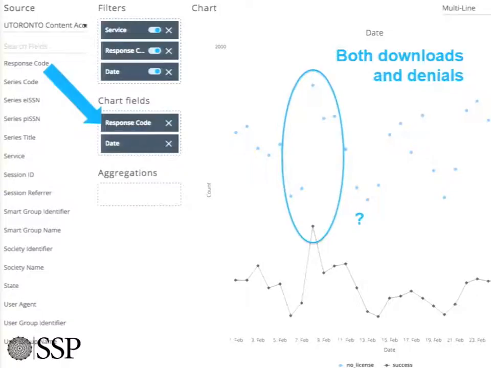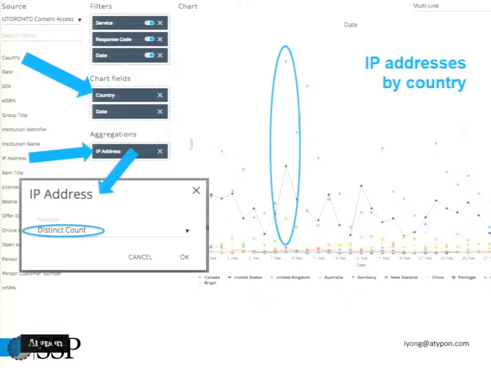And we can see, yes, there's a spike in downloads at the bottom, and at the top, there's a spike in denials as well. And this is not typically a pattern associated with fraud. Also, we can drag and drop country and IP address into this report and look at the spike in IP addresses, which are occurring in two countries that aren't normally associated with fraud, Canada and the US.